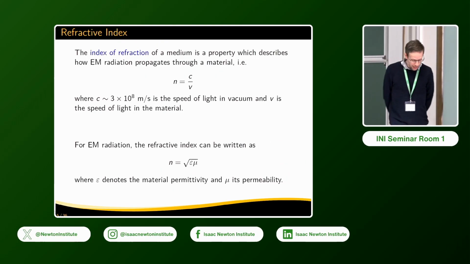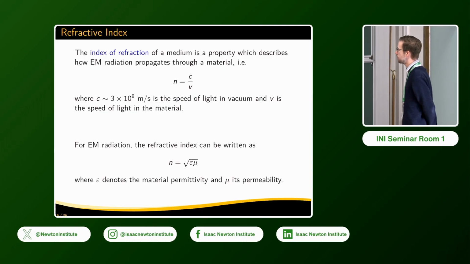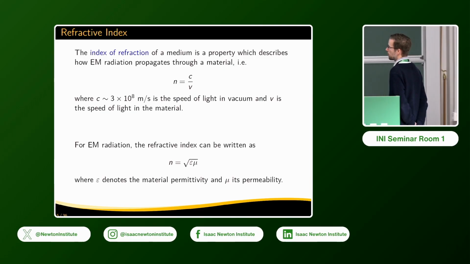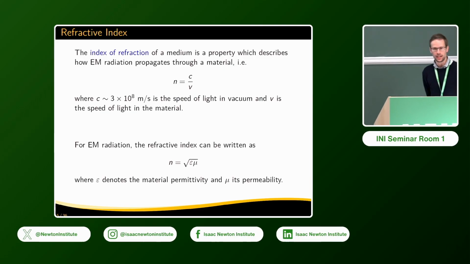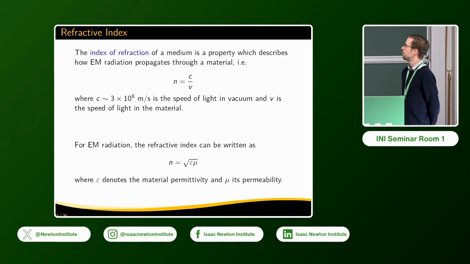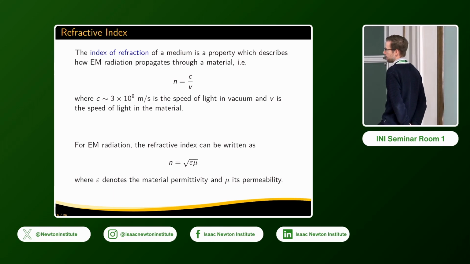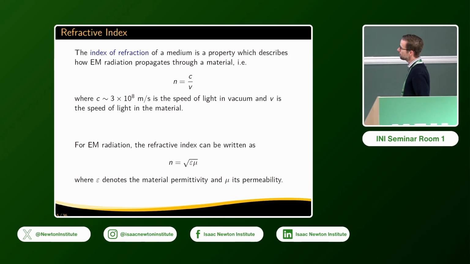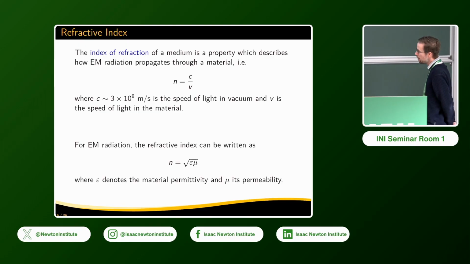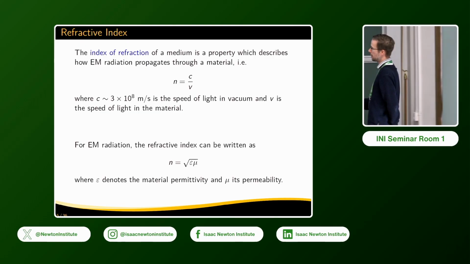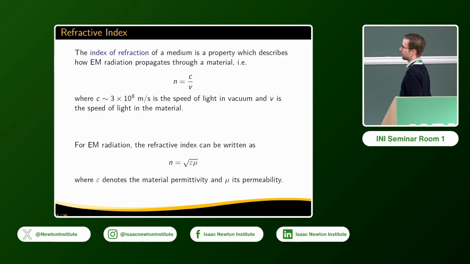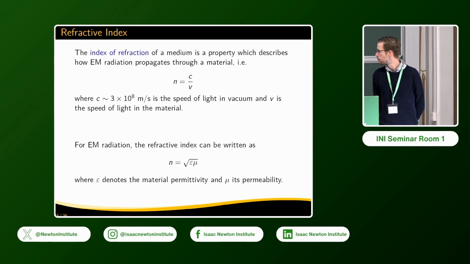One of the key players for optics is going to be the index of refraction of a material, and classically this is a property which describes how fast light is propagating in a material. You can define it naively as the ratio of the speed of light in vacuum to the speed of light in the material. And what we're going to use today for electromagnetic radiation, we could write the refractive index as the square root of epsilon and mu, where epsilon is called the material permittivity and mu is the permeability.